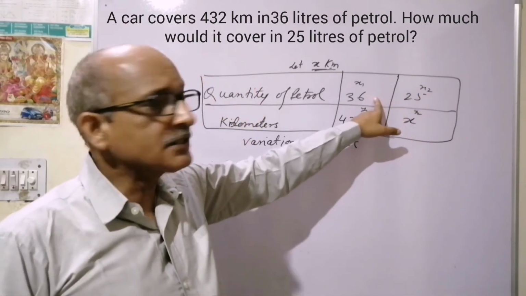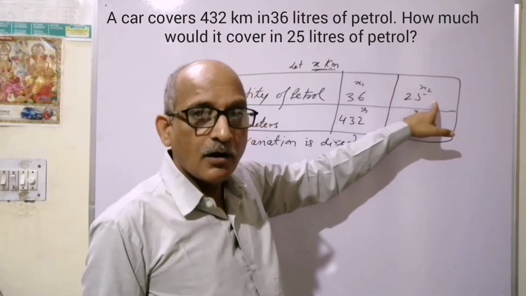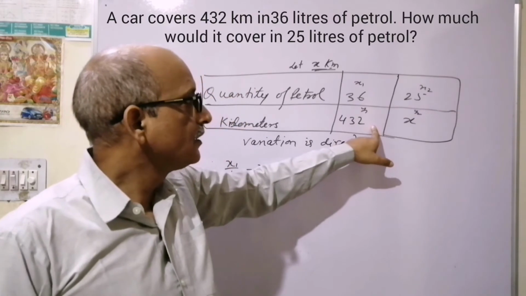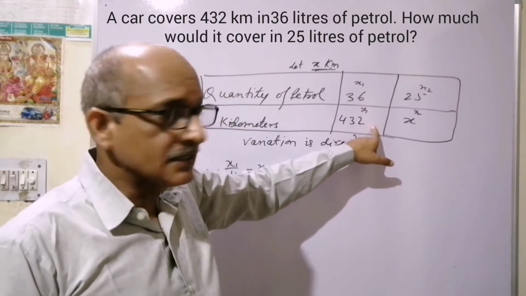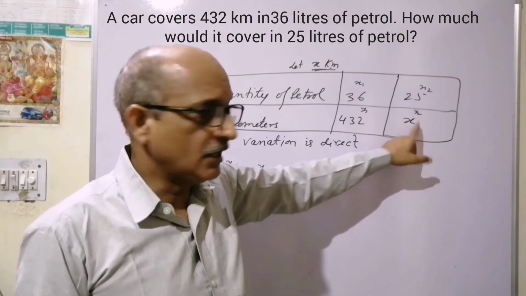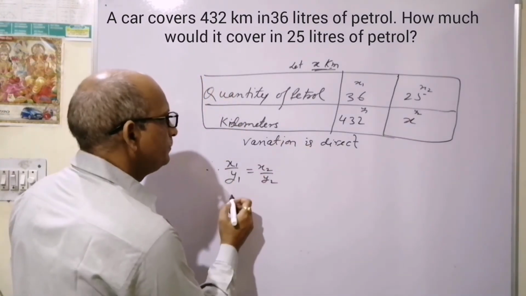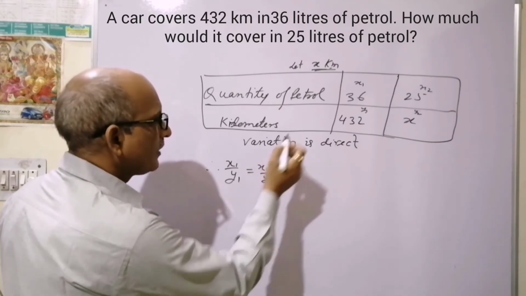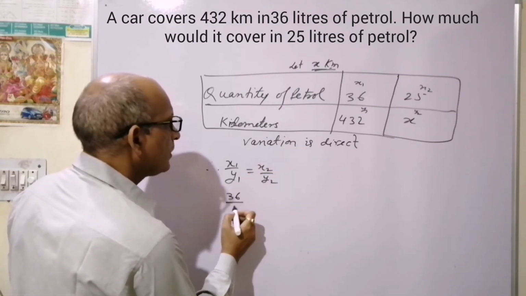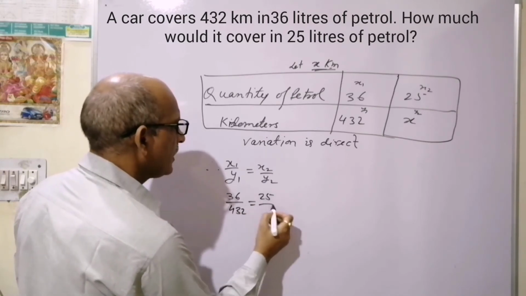Means that this was the first quantity of petrol. It is another quantity of petrol. It is the first quantity in the form of kilometers. It is another quantity in the form of kilometers only. So we'll now solve, putting in the values. We'll get x1 upon y1, means 36 upon 432, that is equal to 25 upon x.